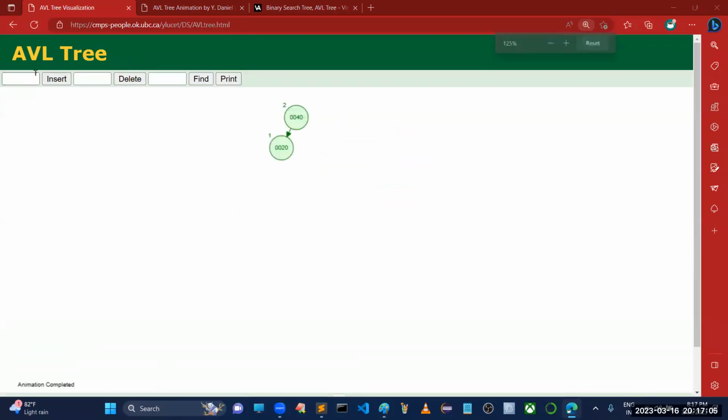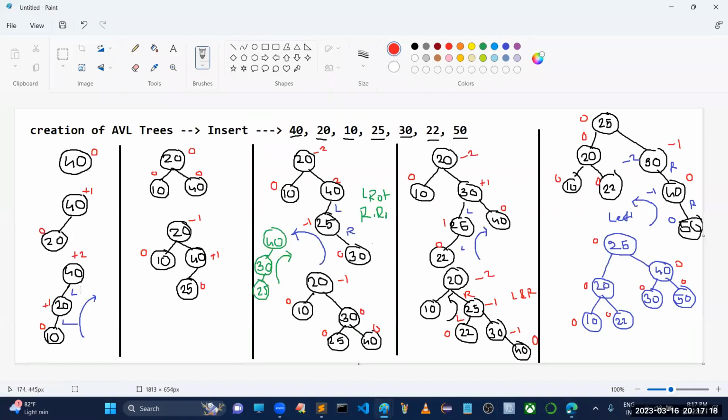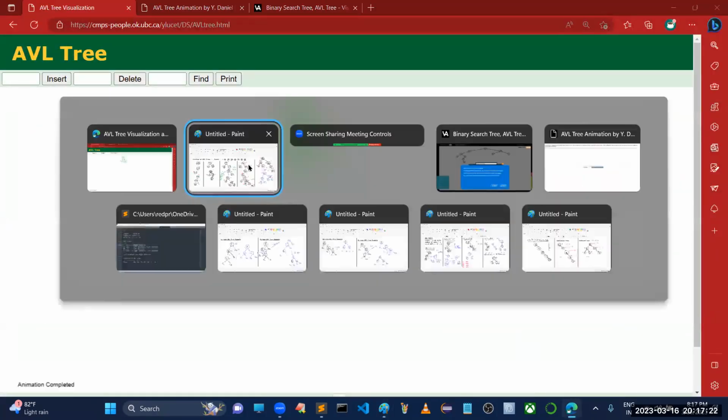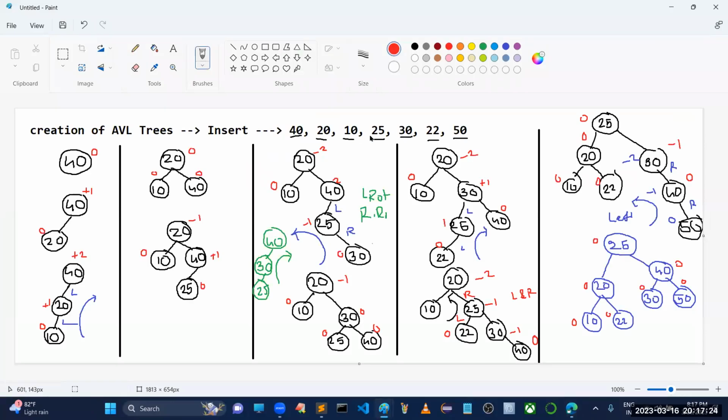Okay. Sir, next, which node do we have to insert? Can you please tell me? 10. Please guide me, sir. If you insert 10, it will check and some problem is there. It is going to rotate and 20 will become root. 10 is left and 40 is right. Correct, right? Sir, now we have to insert 25.